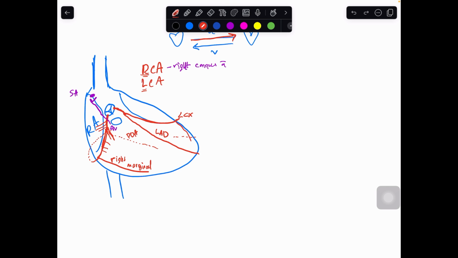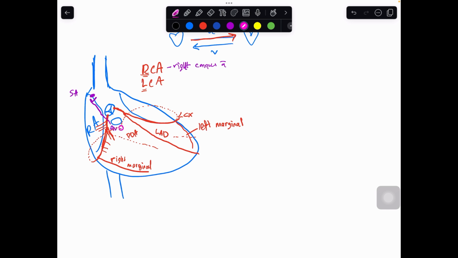We have the left marginal artery, just like we have a right marginal, but the difference is that the right marginal originated from the right coronary artery, and the left marginal, no, it didn't originate from the left coronary, it originated from the left circumflex. The left circumflex will then loop from behind the heart, and it will start to anastomose with my right coronary artery that was from behind.